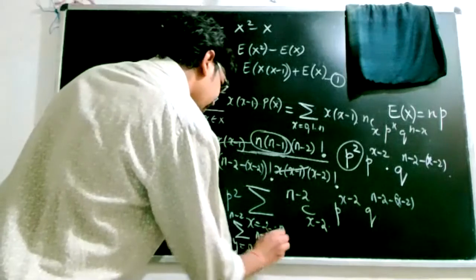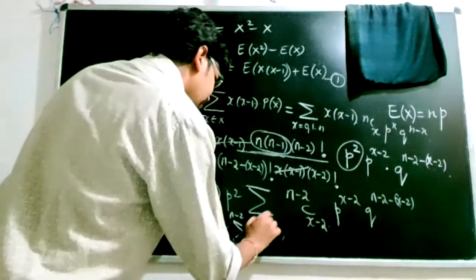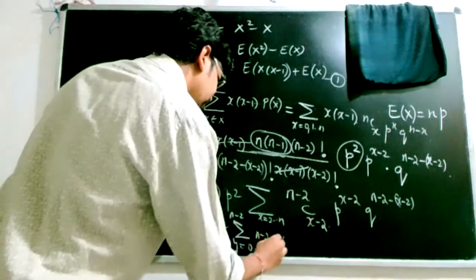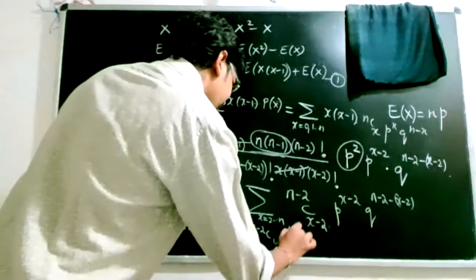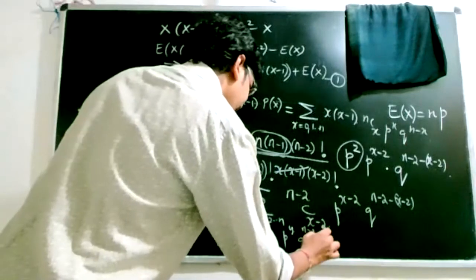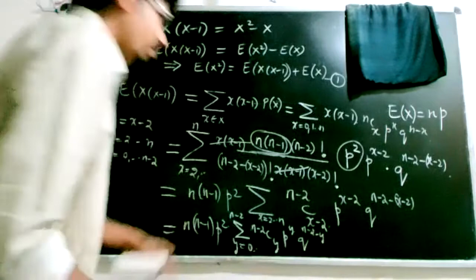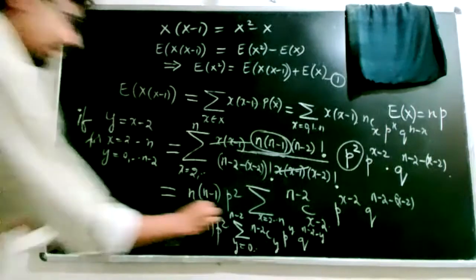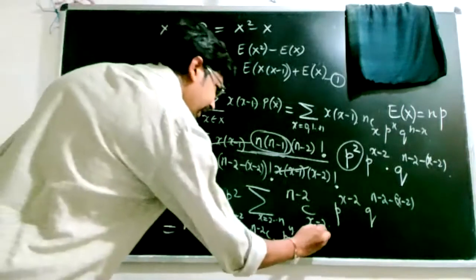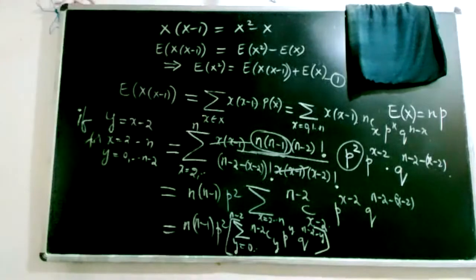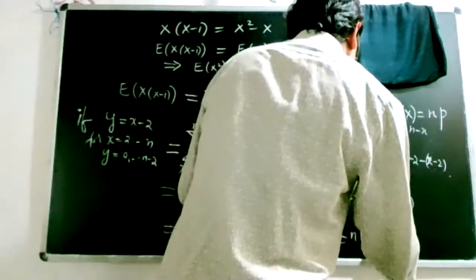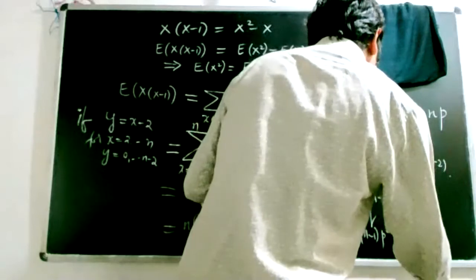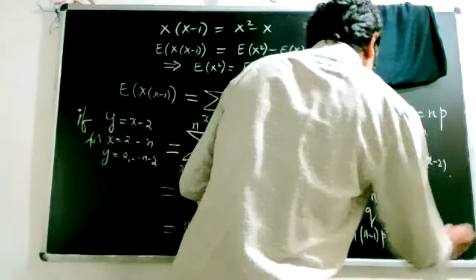You will have n minus 2 C y p to the power of y q to the power of n minus 2 minus y. So which is nothing but the PMF of a binomial variable with variable value y and the parameters n minus 2 and p. So it will be left with n into n minus 1 p square into p plus q to the power of n minus 2, which becomes 1.